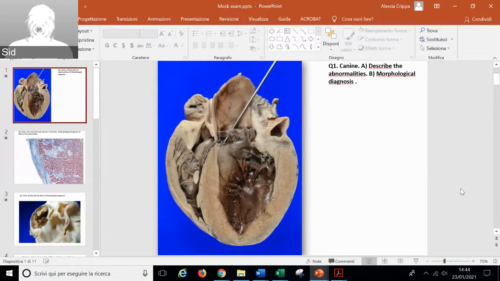And Sid, what about you for this picture? Yeah, so I identified the chamber dilation, but I got a little bit confused as to what the probe was pointing at.